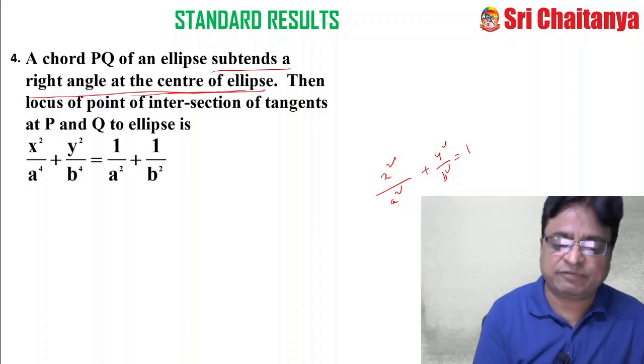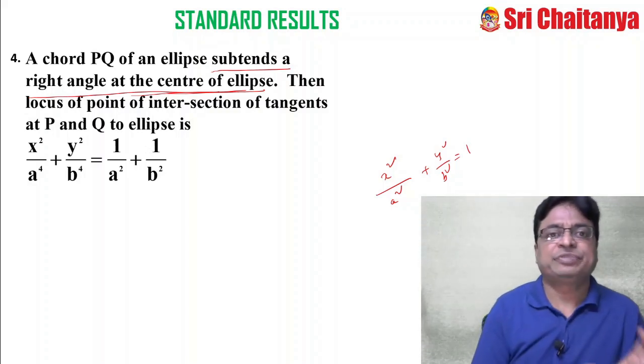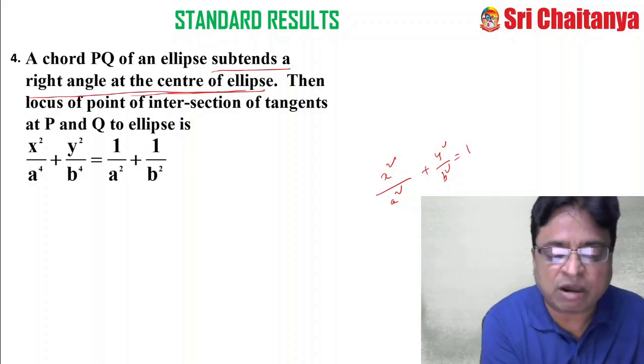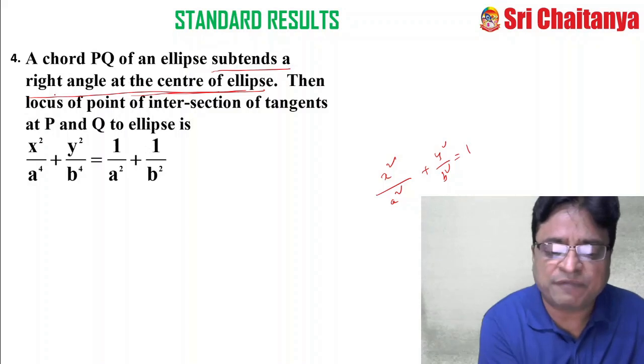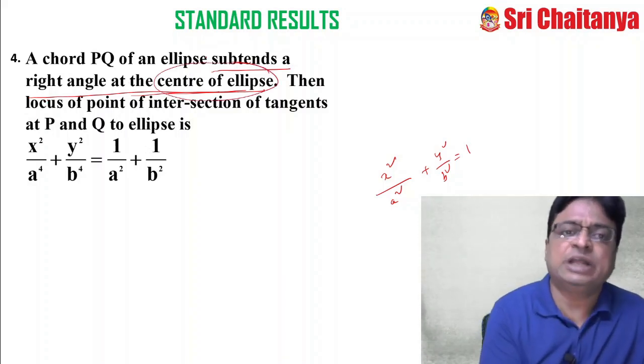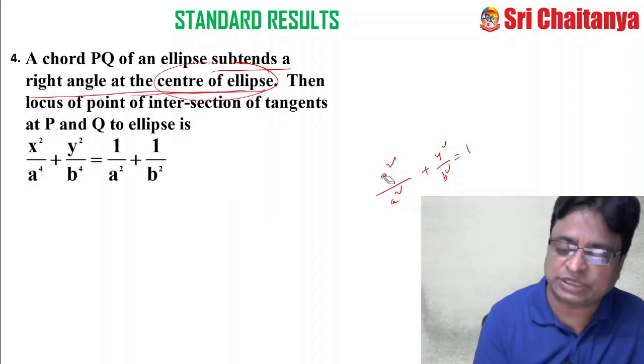And my friends, why is this very important and a favorite? The concept here is important. What are they asking? A chord PQ of an ellipse subtends a right angle at the center of the ellipse. Then they are asking for the locus of the point of intersection of the tangents at P and Q.